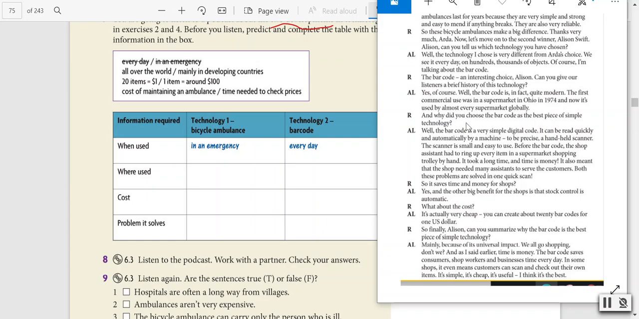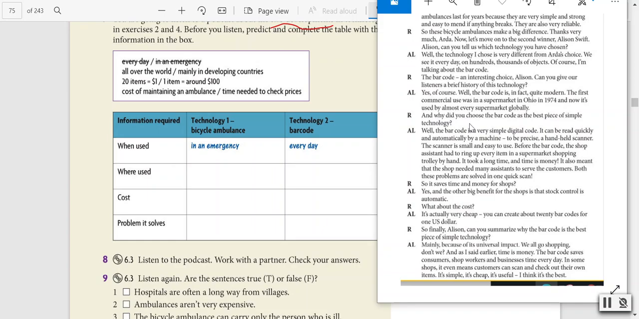And why did you choose the barcode as the best piece of simple technology? Well, the barcode is a very simple digital code. It can be read quickly and automatically by a machine. To be precise, a handheld scanner. The scanner is small and easy to use. Before the barcode, the shop assistant had to ring up every item in a supermarket shopping trolley by hand. It took a long time, and time is money. It also meant that the shop needed many assistants to serve the customers. Both these problems are solved in one quick scan.